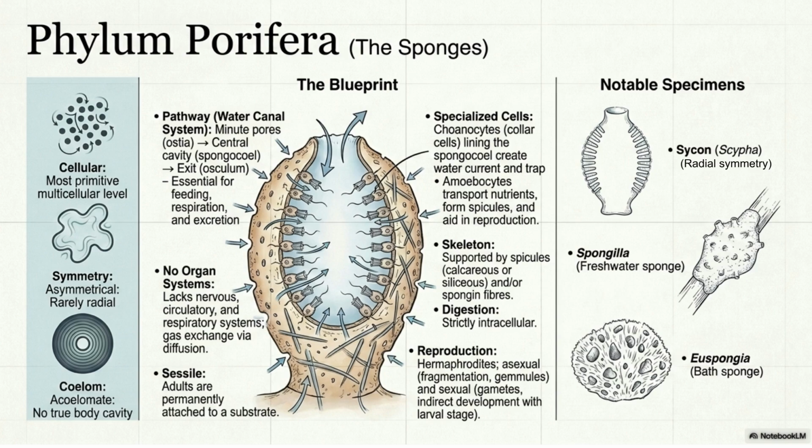and acoelomate status. They lack organ systems and rely on a water canal system for essential functions like digestion, respiration, excretion, and reproduction, using specialized cells like choanocytes and amoebocytes. They are bisexual/hermaphrodite, showing both sexual and asexual reproduction with indirect development.